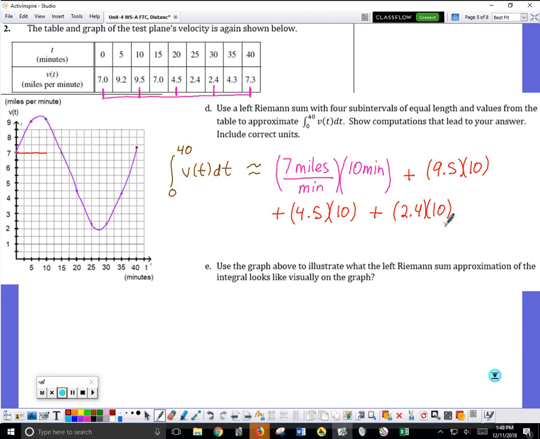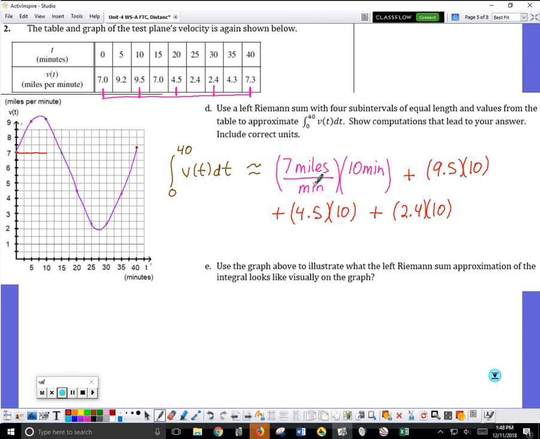Jonathan, please. So if we were doing a right Riemann sum, then we would ignore the 7.0. Perfect. Watch what Jonathan said. If we were doing a right Riemann sum, look close at the board, here's what would have happened. These would all be 10 still, because the change in time for each subinterval would still be 10. But this number would have been 9.5, because you would look at the first subinterval and you would pick the velocity that is most right within the subinterval.